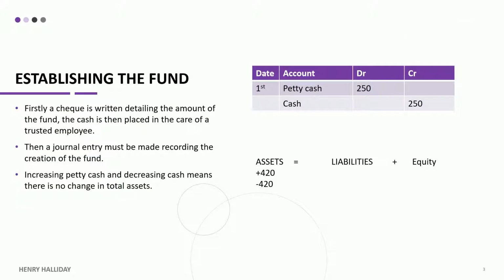So we'll start with establishing the fund. To open the fund, a check needs to be written detailing the amount of the fund and the cash that then gets placed in the hands of a trusted employee called the custodian, who keeps track of the receipts, all the transactions and an authorization. After you've done that, the journal entry needs to be made recording the creation of the fund. So on the right, you can see the petty cash fund is debited $250 and your cash fund is decreased by $250, or credited $250. And doing this means there's no change in your assets. You're not actually moving them out of the assets account. You're just changing where they are within the assets account.